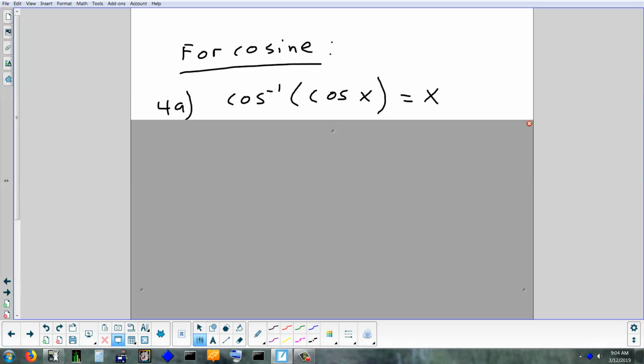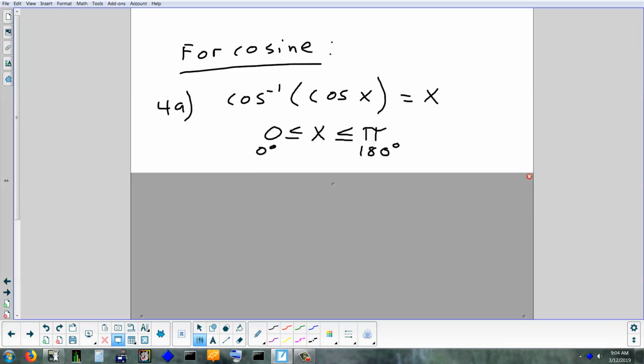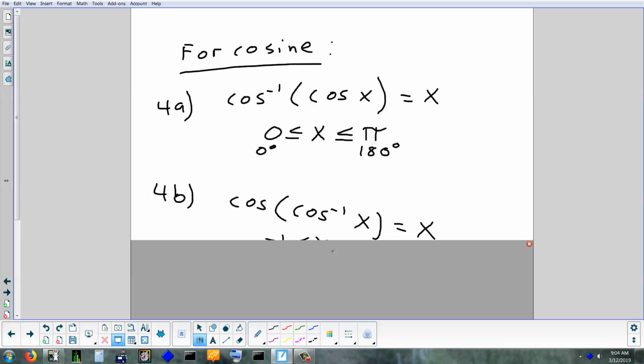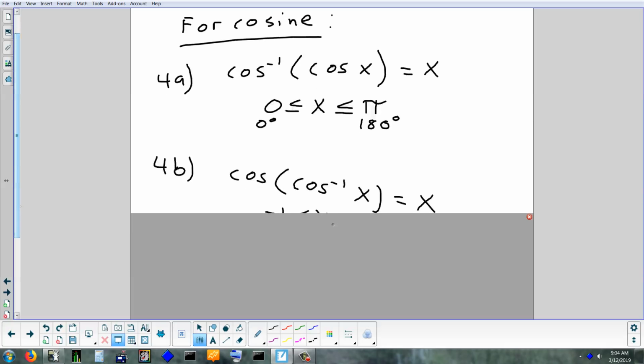What did we have to be between yesterday when we talked about inverse cosine? Yep. 0 to 180. Which, if you're doing in radians, that's 0 to pi. And notice you can equal 0 and you can equal 180. So the B version of every formula today, that's when we put the inverse on the inside.